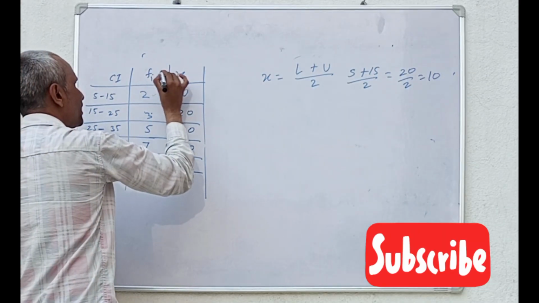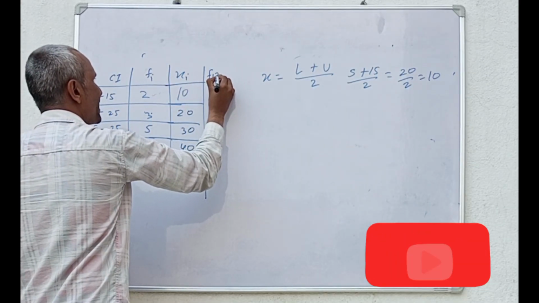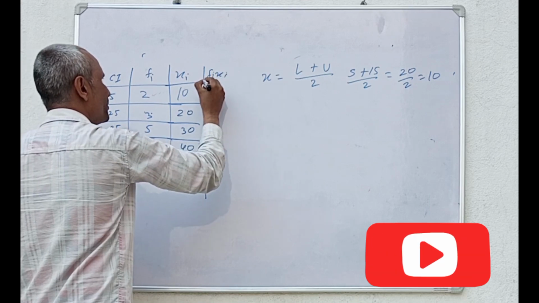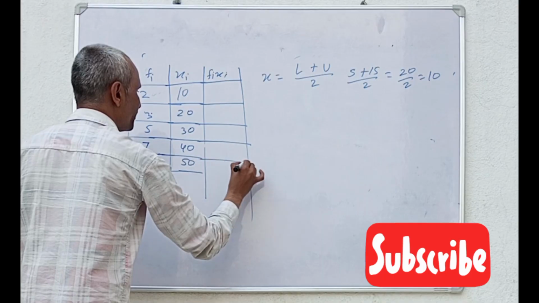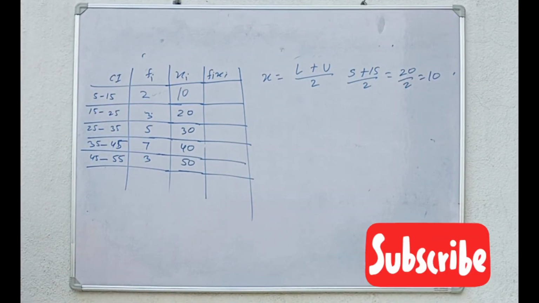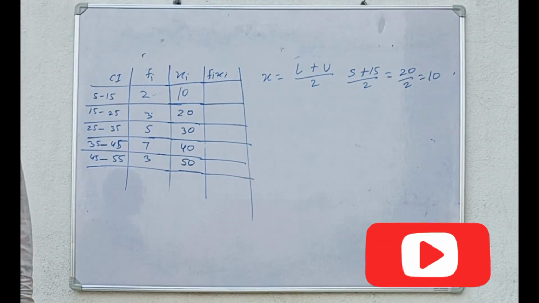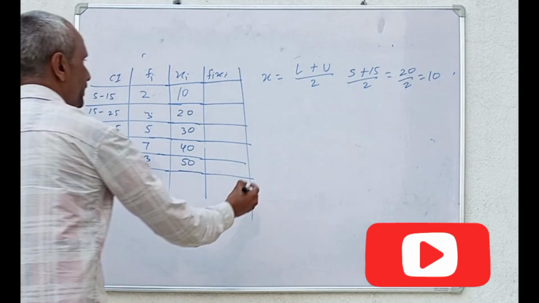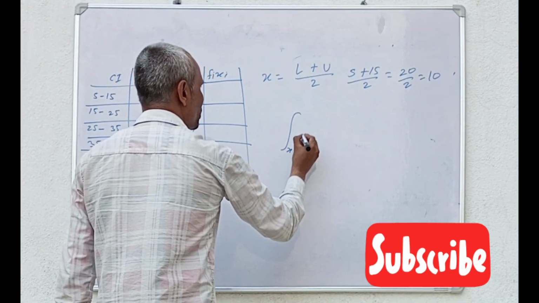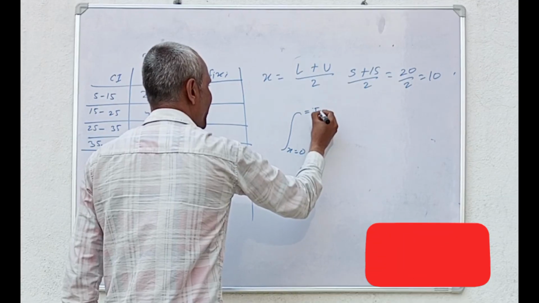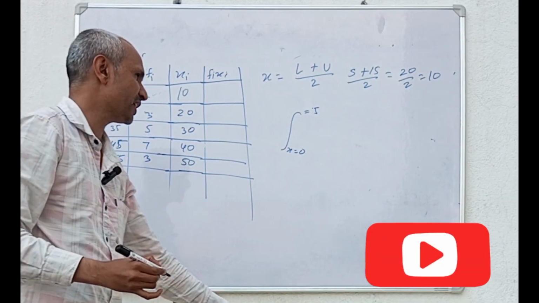We are going to find fi xi. You will read in the 11th standard what limits, integrals and differentiation mean. You will find the function of this, where x is equal to 0 to here. That type you will read in higher classes.